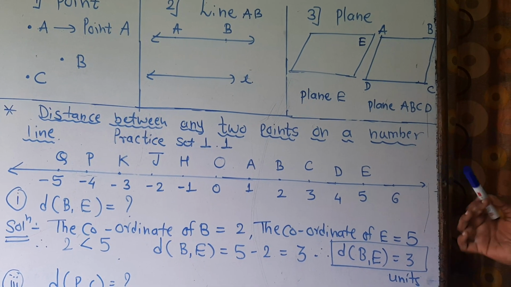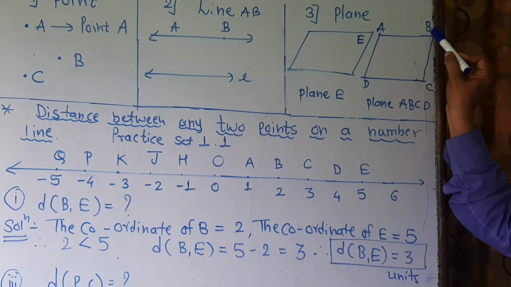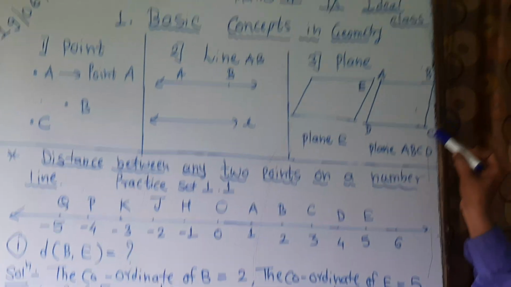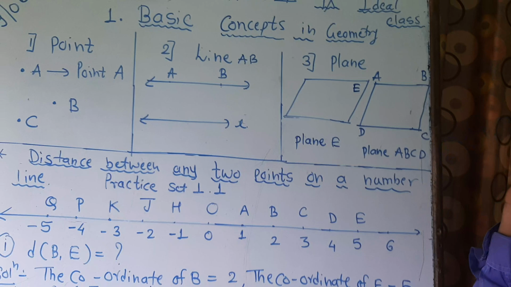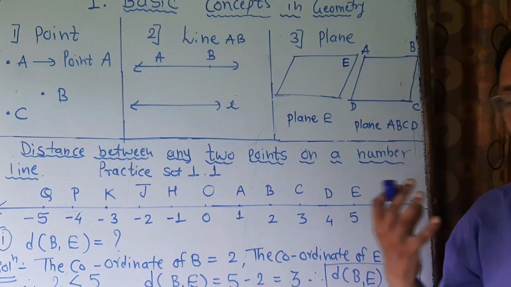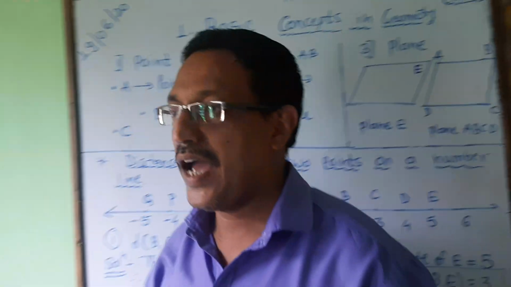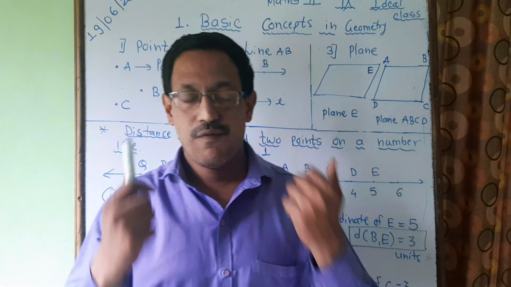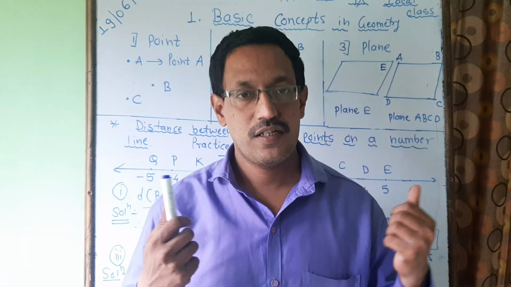There is another way of writing the plane E: you can give the names of the 4 vertices of the plane. That is plane ABCD. So this is another name. Remember, in geometry, what is a plane? Any bounded closed surface is called a plane. So students, I explained the basic concepts in geometry: the first one is point, the second is line, and the third is plane.